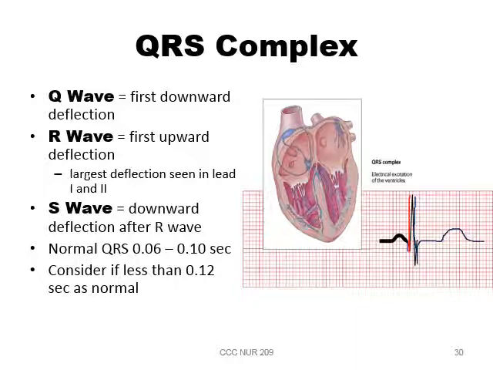Anything greater than 0.12 seconds, greater than 3 small blocks, is considered a wide QRS complex. There's some type of conduction delay somewhere within the electrical system of the ventricles that's making that QRS complex wide. So think about that: anything greater than 0.12 seconds is abnormal.